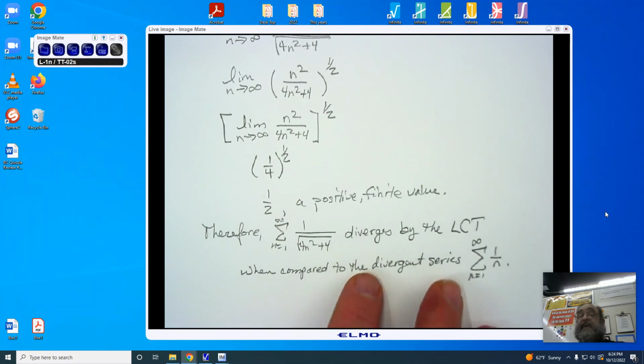Let's now make sure you see my statement. So here it is. We found we had 1/2, a positive finite value, and therefore the series that we're looking at must diverge by the limit comparison test when compared to the divergent series 1 over n. That's the limit comparison test and the direct comparison test in action. We will be working with this over the next few days, next week, or as we get through this.